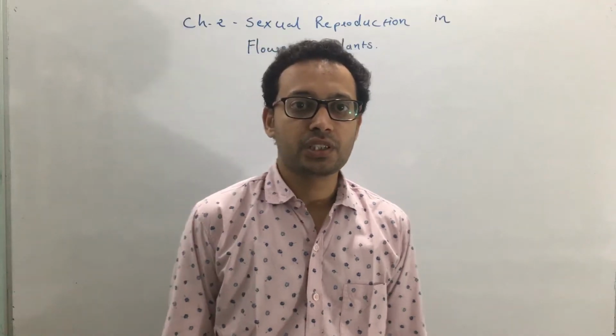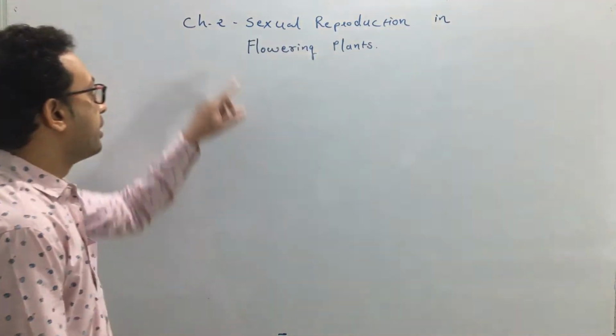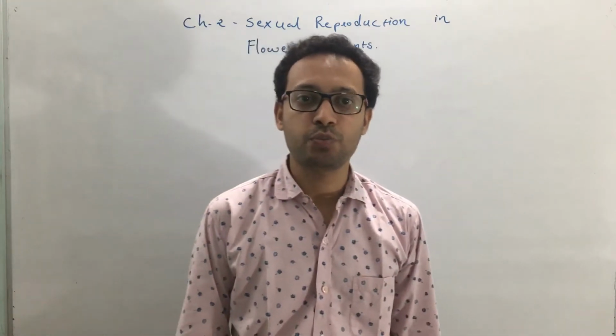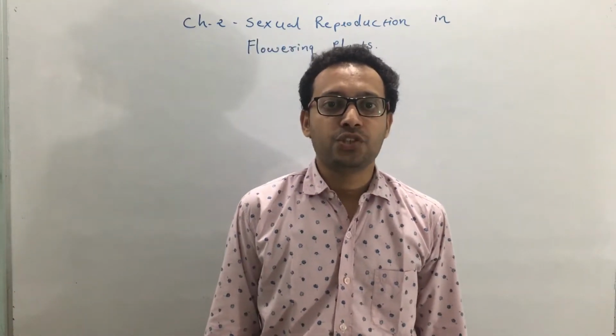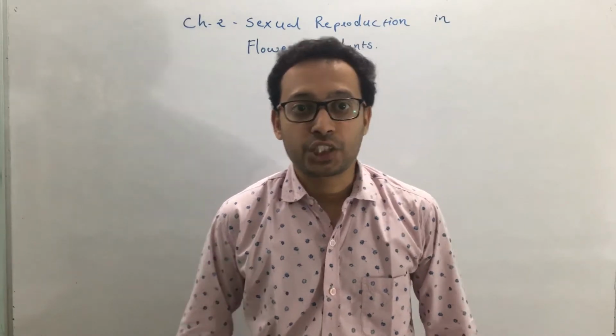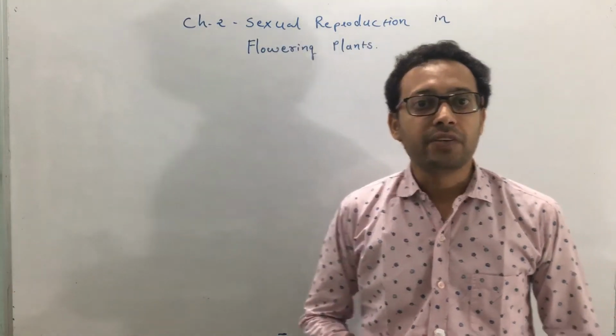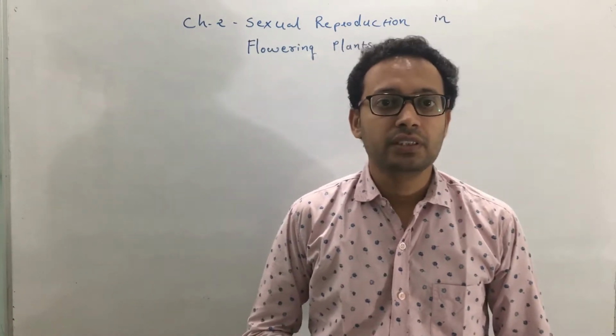Welcome back, dear students. We have already started with chapter number 2. It is sexual reproduction in flowering plants, that is angiosperms. In the last session, we discussed a sexual reproductive part of angiosperms, and that is a flower. We have understood the different parts of a flower.